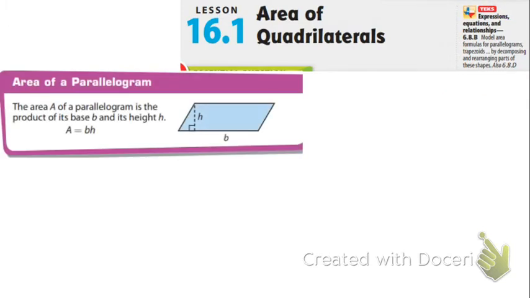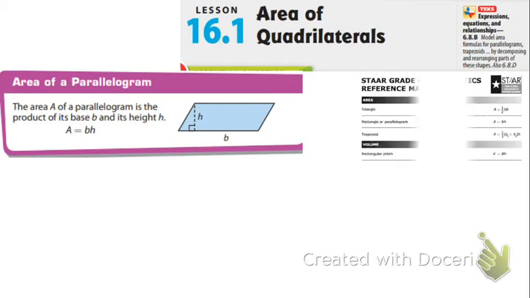Area of a parallelogram. The area, which is denoted by an uppercase A, of a parallelogram is a product of its base. Remember, guys, product means to multiply. Of its base and its height, which gives us a formula: area is equal to the base times the height. And please keep in mind, ladies and gentlemen, your base and your height are always perpendicular, which means that they form a 90-degree angle. Always, always, always.